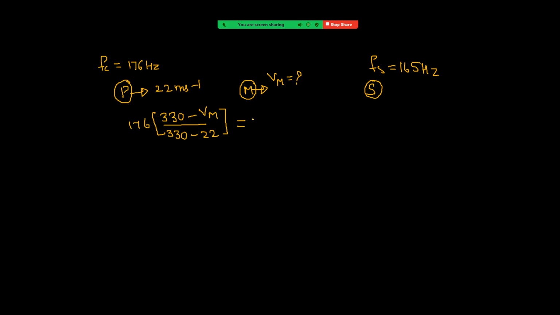Now that is equal to, so here it is given 165. Listener moving towards a source. So it is now 330 less Vm, dividing with, here the source is not moving. So it is given stationary siren. So the source is not moving. That means it is only 330, or I can say 330 plus 0. We get more clarity here, right? So now we have to make a calculation, right? Then see what is the answer.